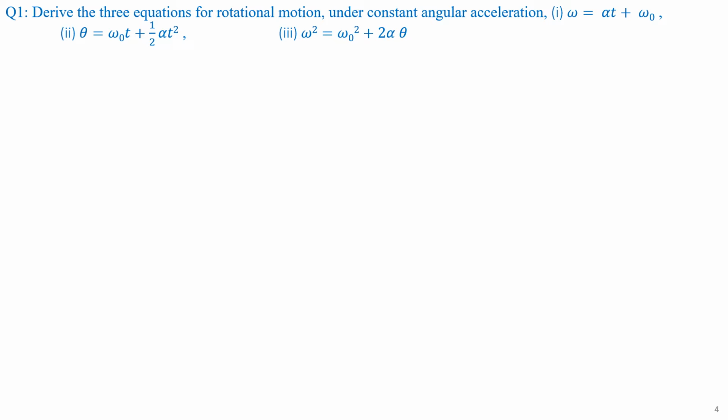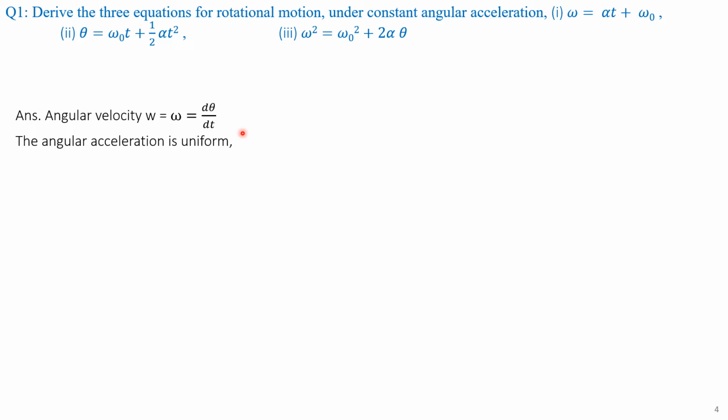Derive the three equations for rotational motion under constant acceleration. That is, first equation omega is equal to omega naught plus alpha t. The second equation of rotational motion, theta is equal to theta naught plus omega naught t plus half alpha t square, and the third equation omega square is equal to omega naught square plus 2 alpha into theta minus theta naught, from first principles. Let us answer. Angular velocity omega is equal to d theta by dt by definition.